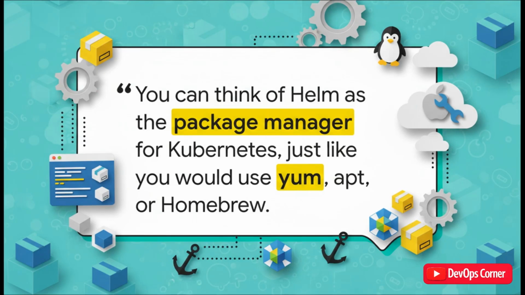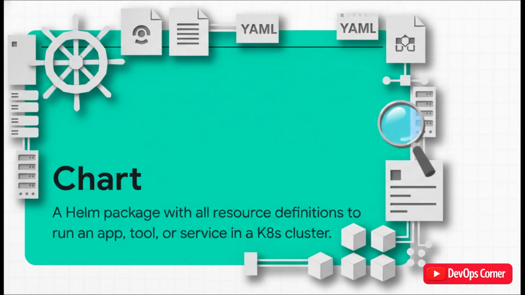This is probably the best analogy for understanding what Helm really is. You know how you'd use apt or yum on Linux or Homebrew on a Mac to install software? Well, Helm does the exact same thing, but for Kubernetes. It lets you install, upgrade, and manage entire applications with just a few simple commands, because it bundles everything together in one neat package.